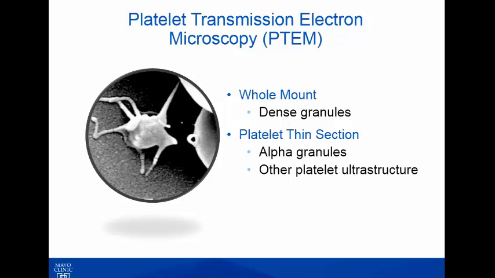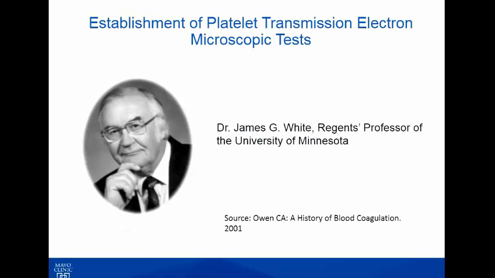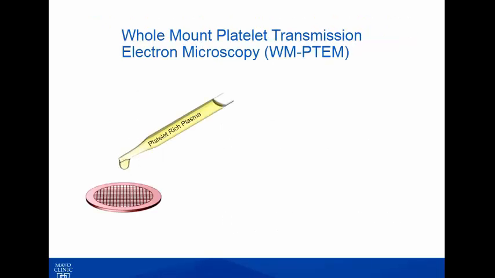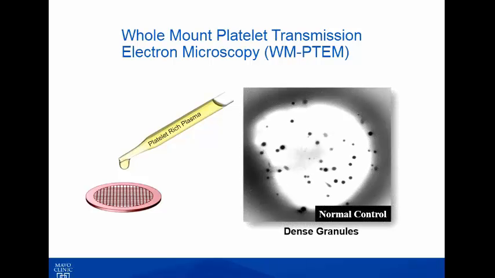Platelet EM was used to study hereditary platelet disorders, started in the 1960s by Dr. White. We were very fortunate that he helped us validate our assay, and we implemented the platelet EM assay recently in September. Basically, the whole mount is very straightforward. We collect the whole blood in an ACD tube, prepare platelet-rich plasma, dot it on the EM grid, and then analyze it under the EM.